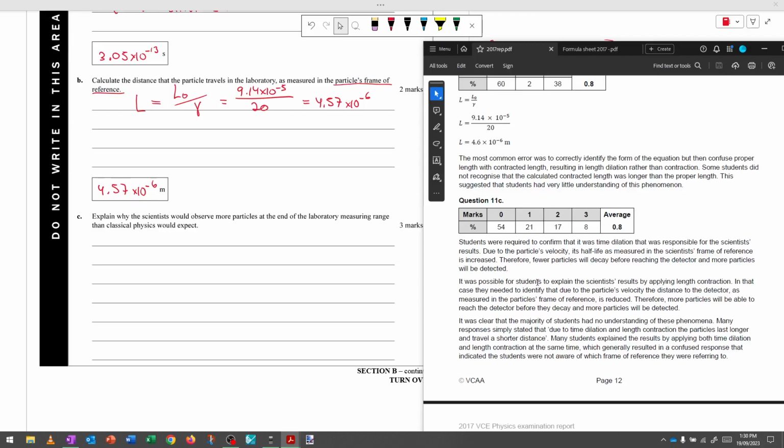It was possible for students to explain the scientist's results by applying length contraction. In that case, they needed to identify that due to the particle's velocity, the distance to the detector as measured in the particle's frame of reference is reduced. So this was the first explanation I provided.